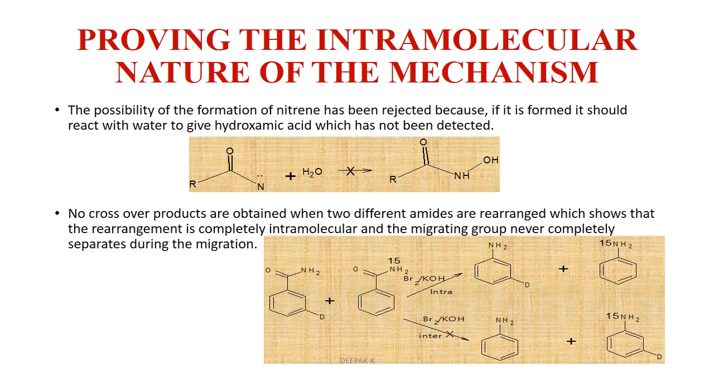See, what are crossover products? In that reaction, you see two amides there. In the first amide, you have a deuterium at the meta position and the nitrogen is not labeled. In the second one, the nitrogen is labeled as nitrogen 15 and there is no deuterium. If you react this, CONH2 will be converted to the NH2 group. So the first reactant is converted to NH2 with a deuterium at the meta position, and the second one has the labeled nitrogen with no deuterium at the meta position, if that reaction is intramolecular. And if it is intermolecular, there is a chance of migration. What is happening there?